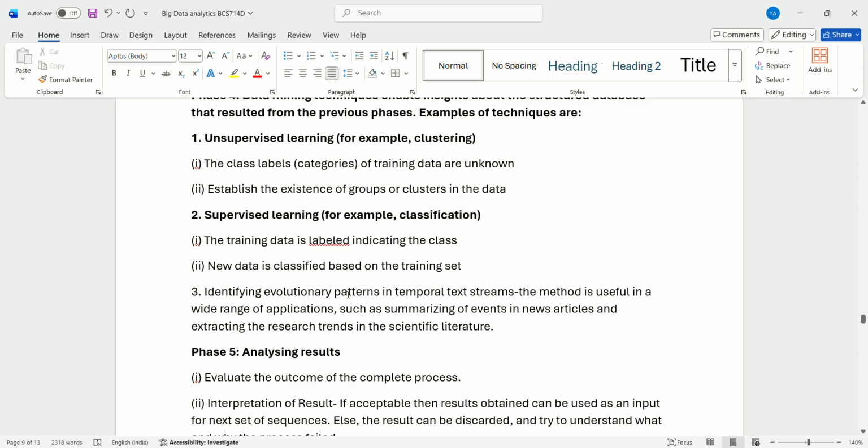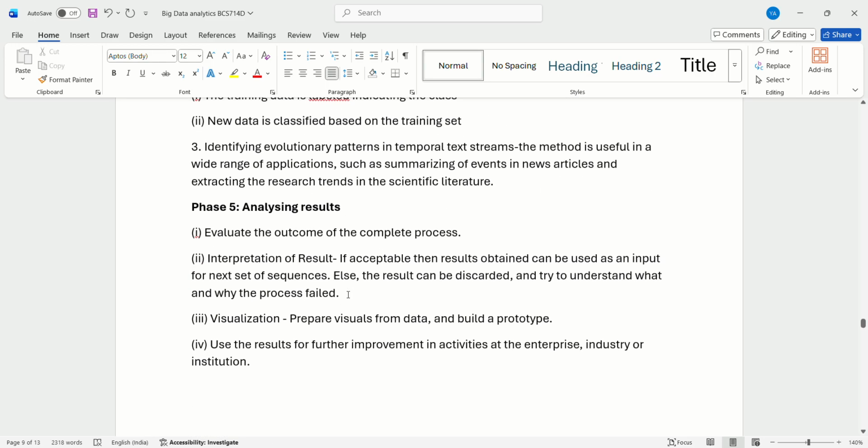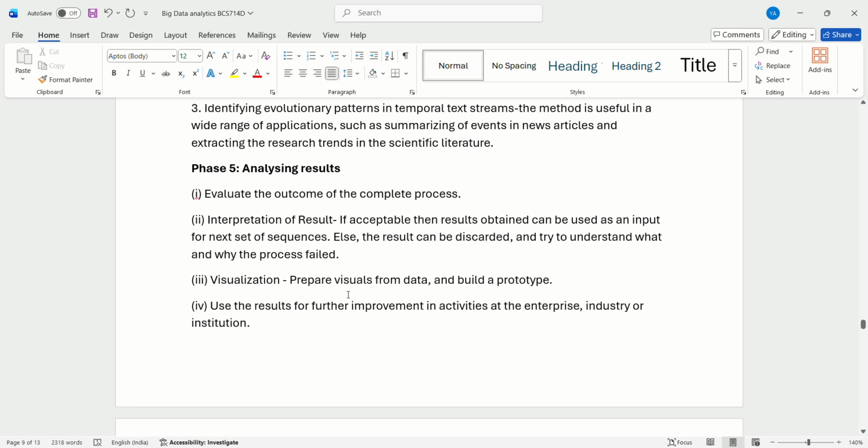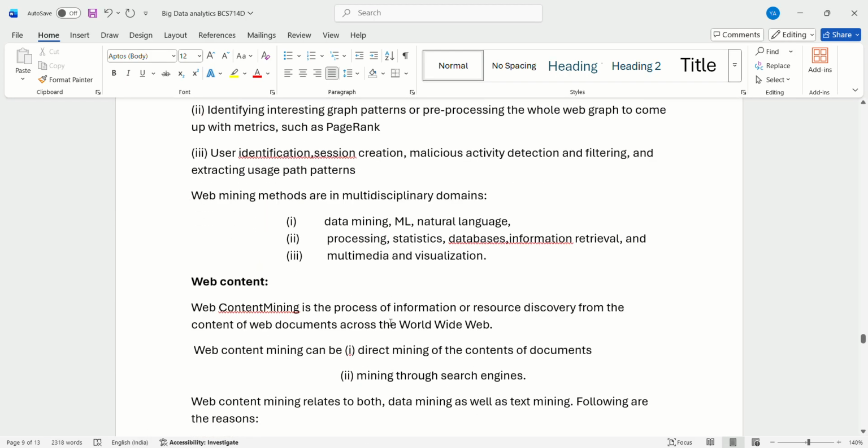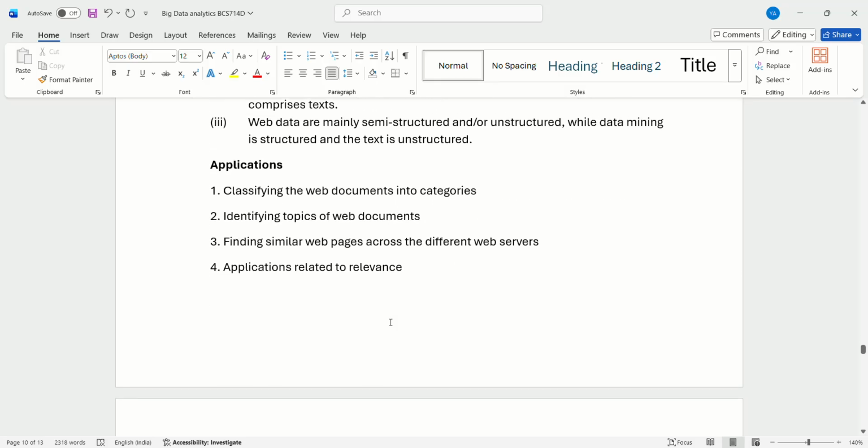Just pause the video for two to three minutes and go through it. You'll get a clear idea. It's basic, simple things. And in phase 5, analyze the results, evaluate the outcomes of the complete process, interpret the results, visualization, and using the results for further improvement and actions of the enterprises, industries, or institutions. So that's all. This is not that important a question, I guess.